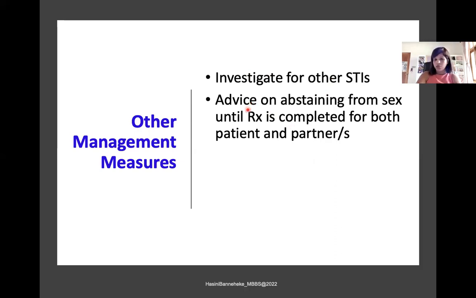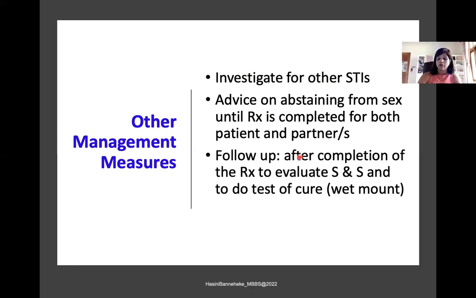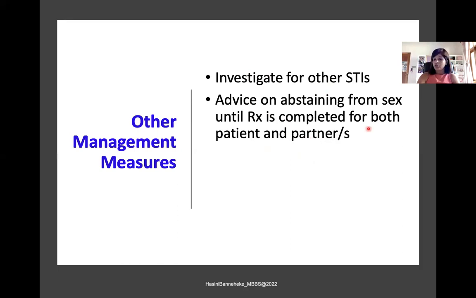And again, this is a usual practice: till the end of the course of treatment, the patient is asked to abstain from having sex, because otherwise they will get infected again from the partner before even completion of the treatment. Okay. And also, even though I haven't mentioned it here, both the patient and the partner should be treated simultaneously when there is infection in one person.